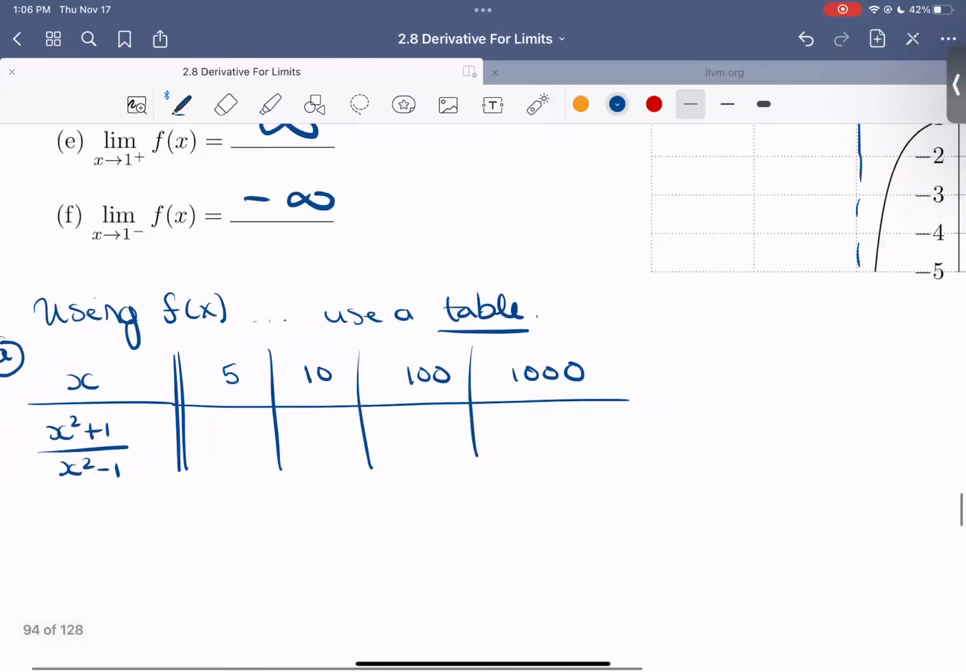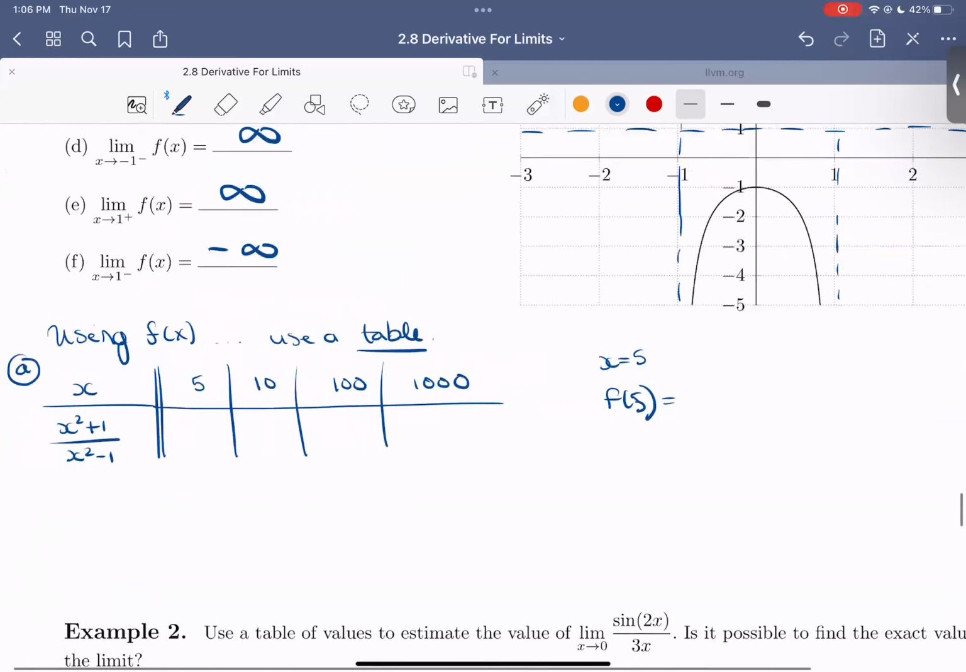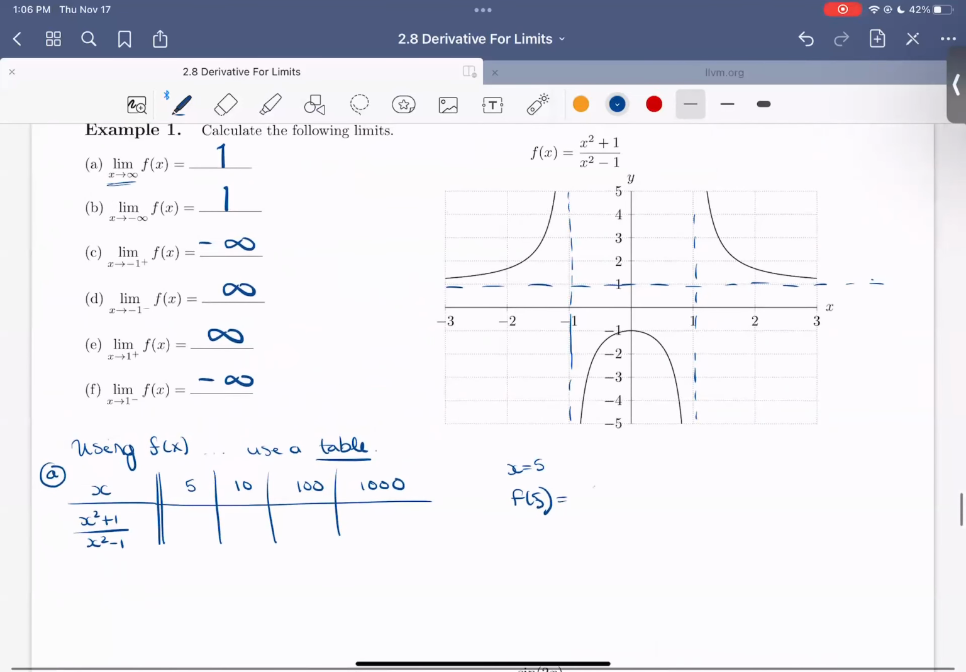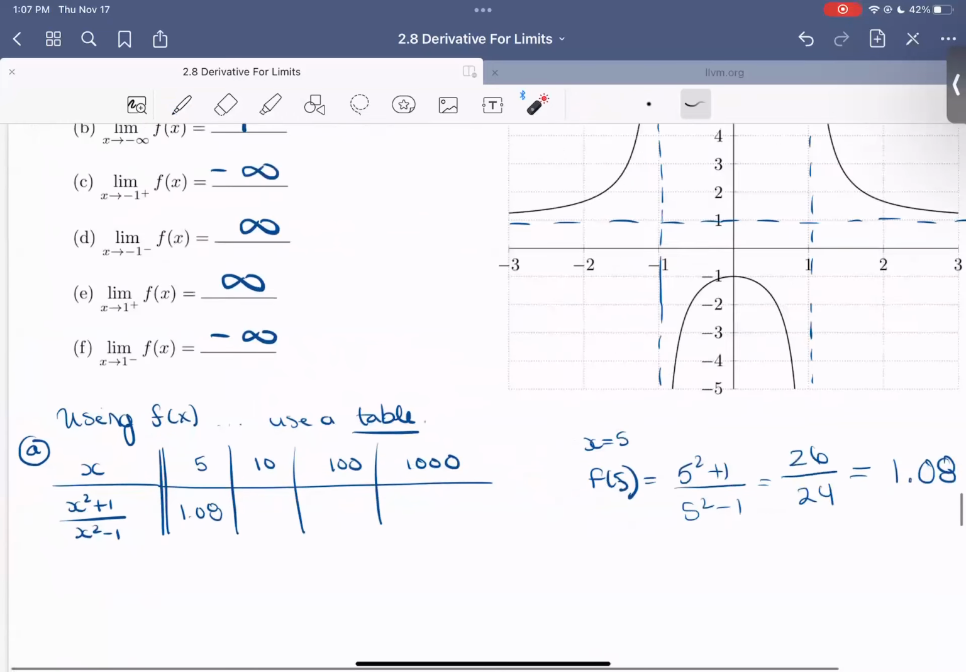So we can look at, well, what happens when x equals 5? What is f of 5? Well, f of 5 is going to be, when we plug it into our function, 5 squared plus 1 over 5 squared minus 1. So we get 25 plus 1, which is 26, over 25 minus 1, which is 24. And we can compute that on our calculator. 26 divided by 24, and we get 1.08. So we get 1.08 here. Now what I'd like you to do is find the outputs for the remaining 3 inputs that I have listed here. Please pause the video and then compare your work.